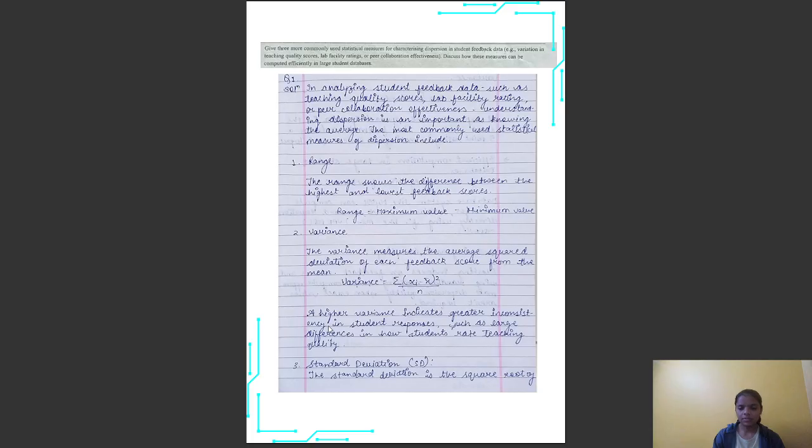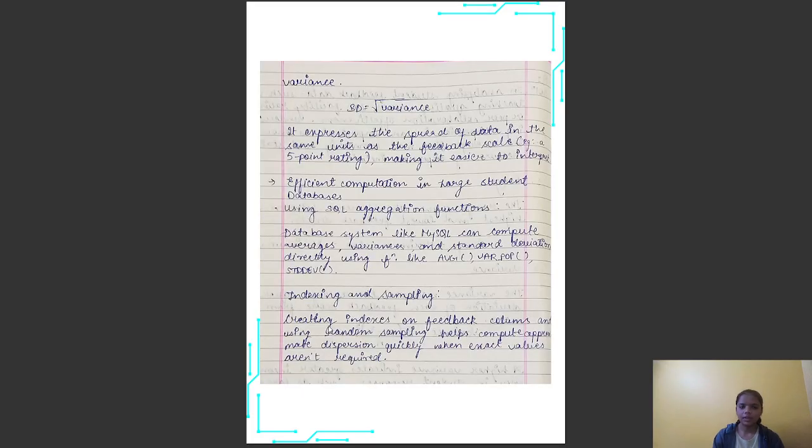Now, third, the standard deviation. Standard deviation is the square root of variance. To calculate the standard deviation, we should first find the variance and then take the square root of the variance. So, we will get the standard deviation. Standard deviation is equal to the square root of variance. It expresses the spread of data in the same units as the feedback scale. Example, a 5-point rating, making it easier to interpret.